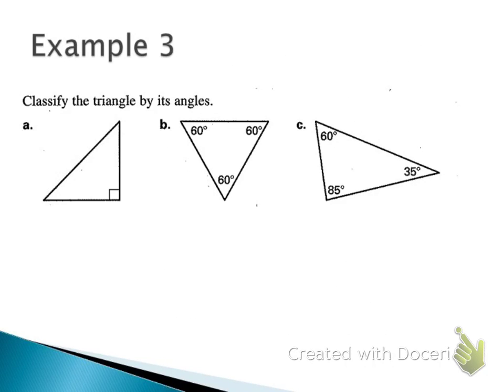All right, 3A. Who can raise their hand and tell me how we would classify that triangle by its angles? Jordan. That is a right triangle. If you have a right angle, it is absolutely a right triangle.